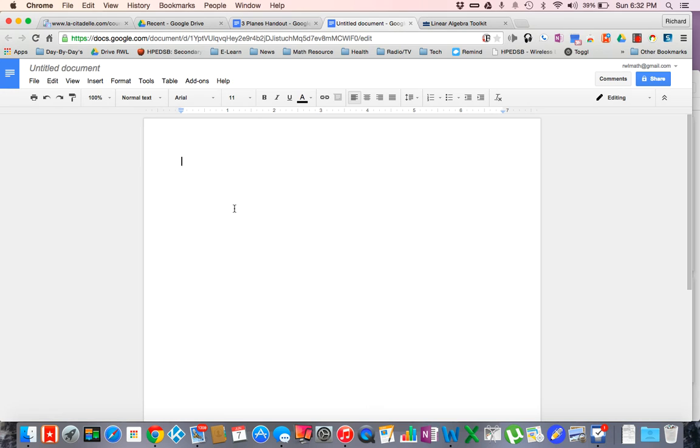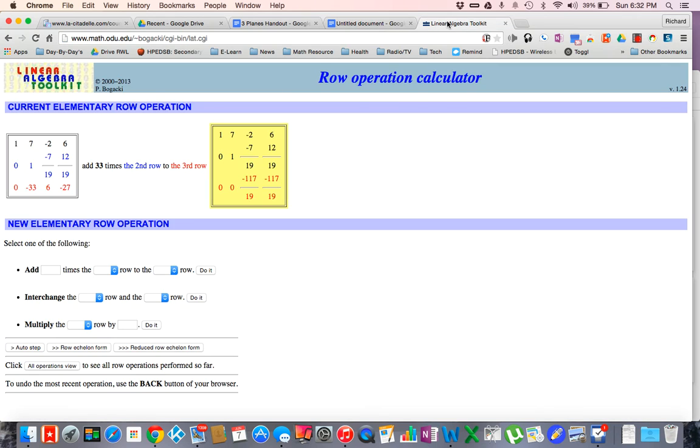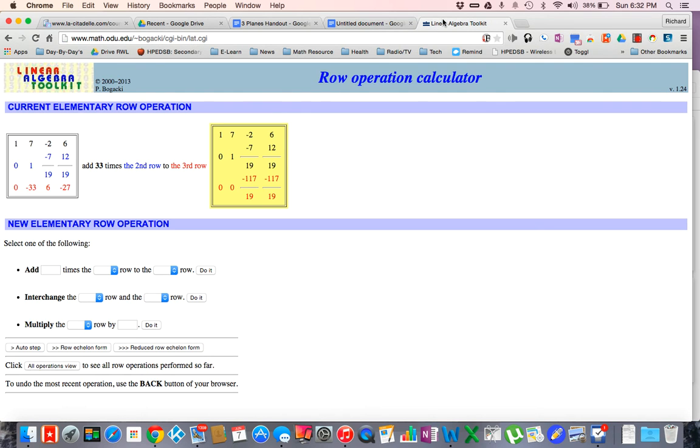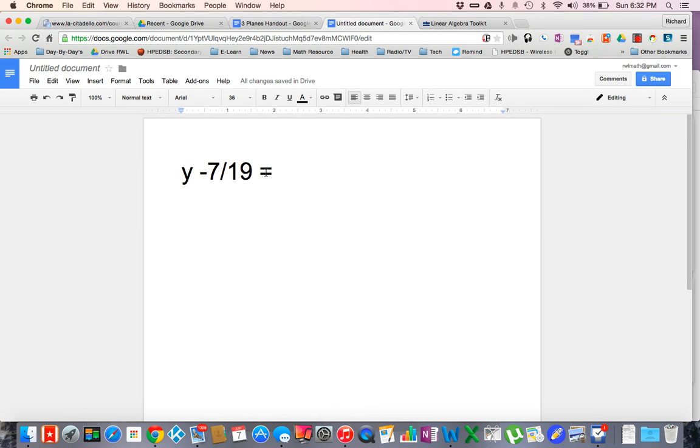I would have y minus, and if we go back, z worked out to 1, so minus 7/19 times 1, minus 7/19. Let me make that much bigger. y minus 7/19 equals, so I'm in the second row, equals 12/19. Right, so y minus 7/19 equals 12/19. So then I would add 7/19 to both sides, and y would equal 1.